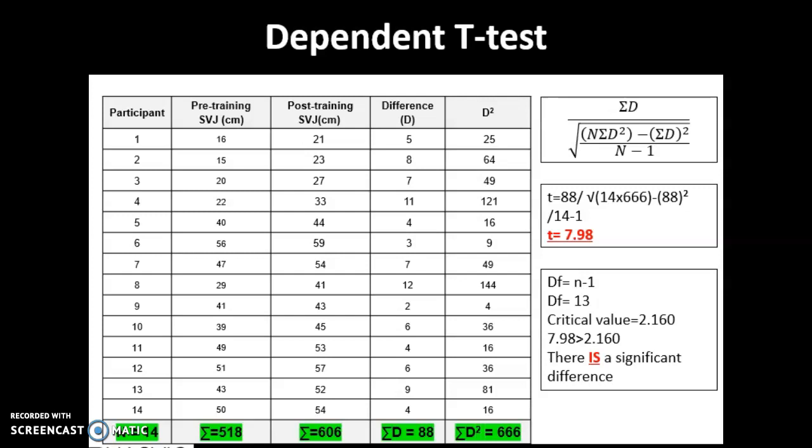The degree of freedom for this is n minus 1, so the degree of freedom is 13. The critical value is 2.160, which tells me that there is a significant difference as the t-value is higher than the critical value. Dependent t-tests are used when the same group is being used to try and see if the chosen variable has had an effect on the way they behave or perform. This test is also parametric, which means that the data is assumed to be normally distributed.